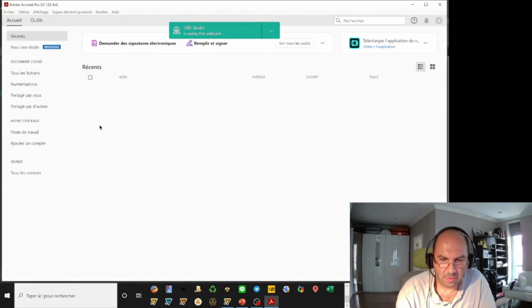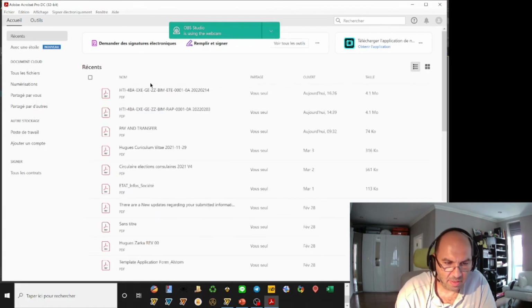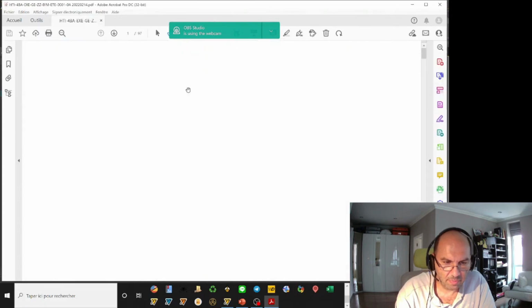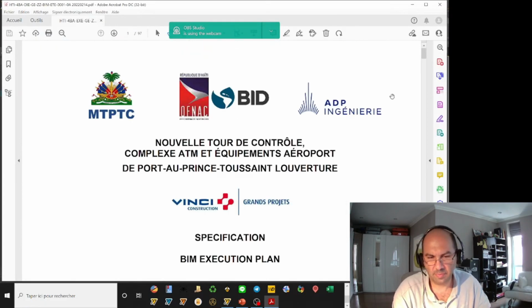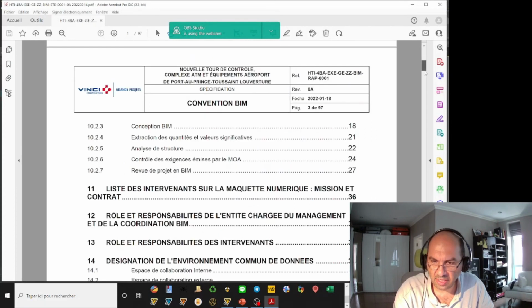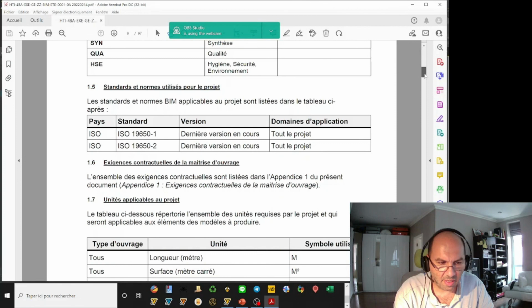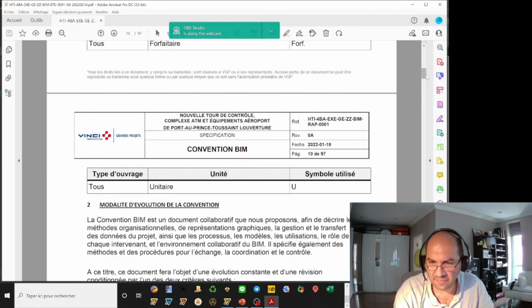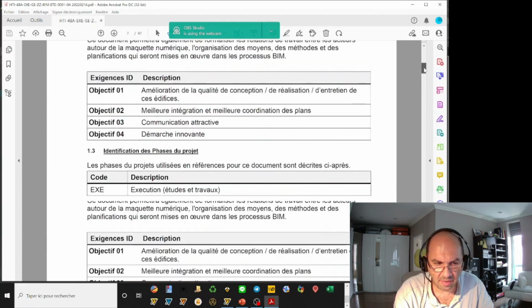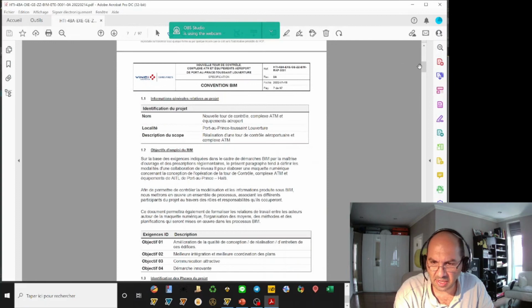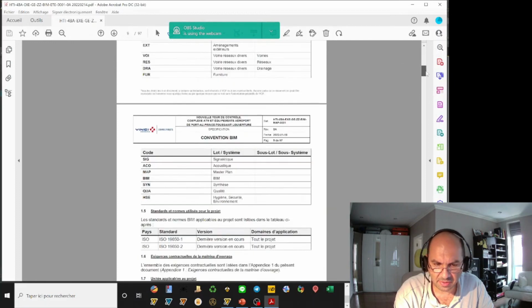So if we go to a BIM execution plan, for instance this one, you can see that it's a very heavy document. It's almost a 100 pages document. We define in the first time here in this document the list of disciplines.